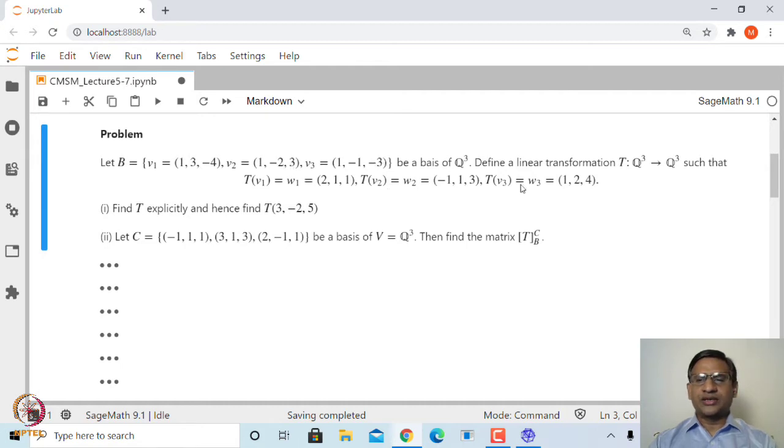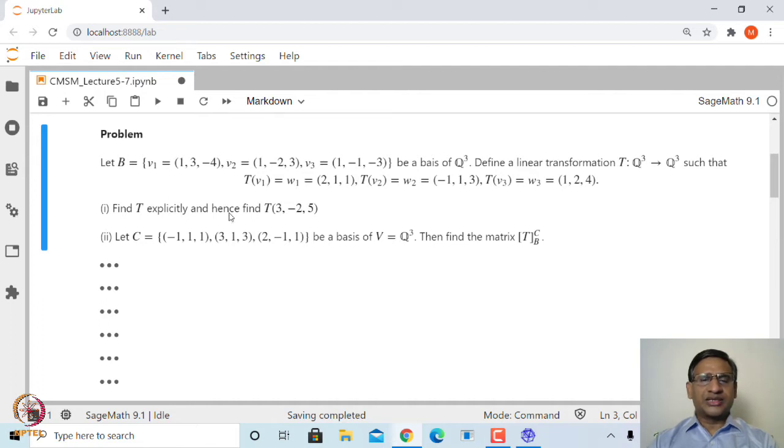So, you are defined a linear transformation T on basis vectors V1, V2, V3, and we know that a linear transformation is completely determined once we define it on a basis. So, our job is to find T explicitly. That means we want to find how T of x1, x2, x3 should look like.